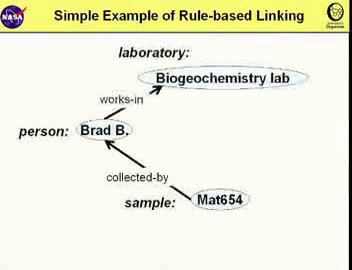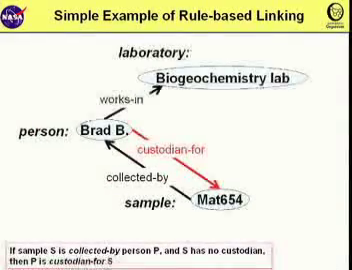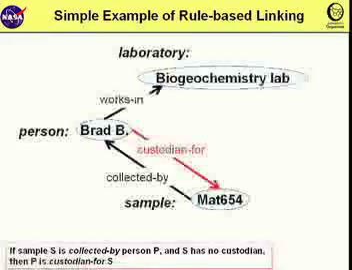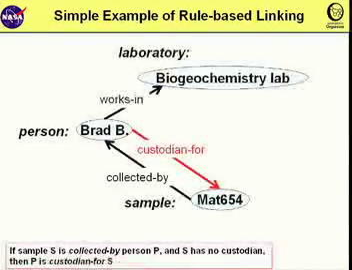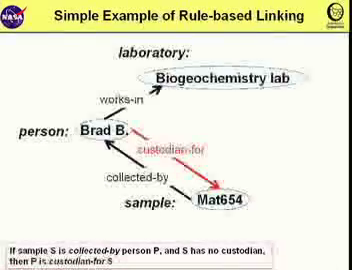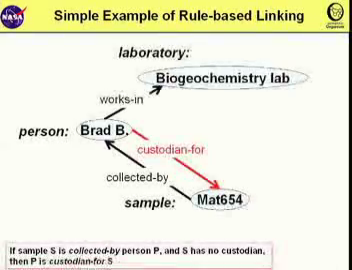Next, I want to show you an example of a rule. Here's a fragment of a semantic network. This says that there's a sample mat 654, which is collected by Brad Bebout, a person who works in a biogeochemistry laboratory. Suppose we have a rule that says if a sample S is collected by a person P and the sample S has no custodian, then the person P is the custodian for the sample. So what this allows us to do is to infer this missing link here and allows us to extend the knowledge that we actually have in the network structure.